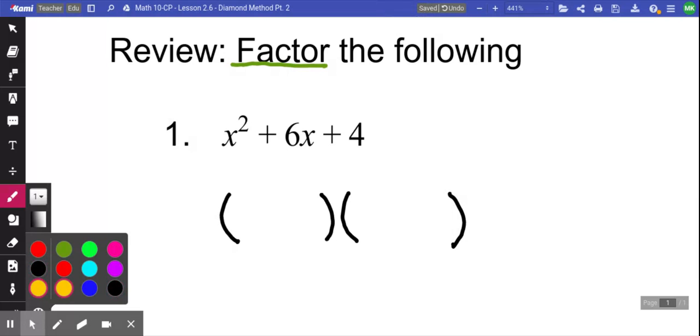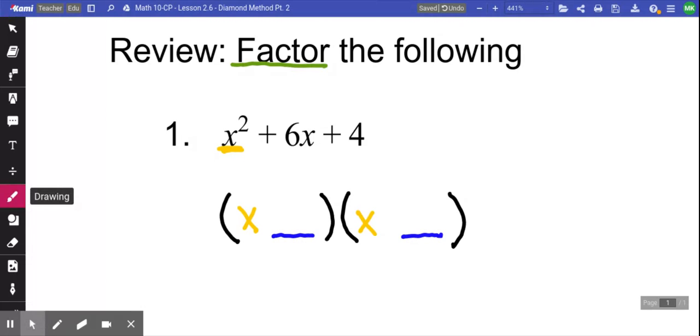We then remember that when we have two binomials multiplied together, the first term of the trinomial always comes from these first two terms. So I know those are x and x, because x times x will become x squared, which is the first term. The next two terms in my binomials, however, I don't know how to get. So that's why we have something called the diamond method.